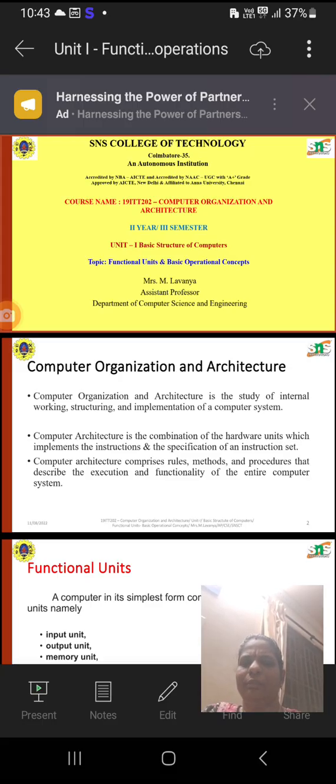Welcome, you all. Now we are going to see about computer architecture, organization and architectures.